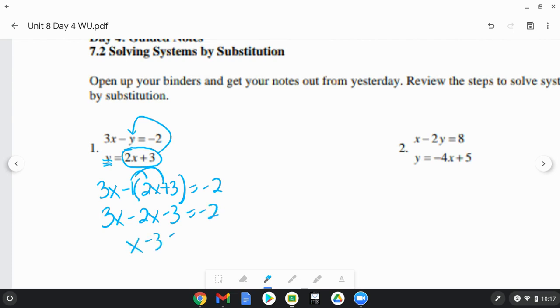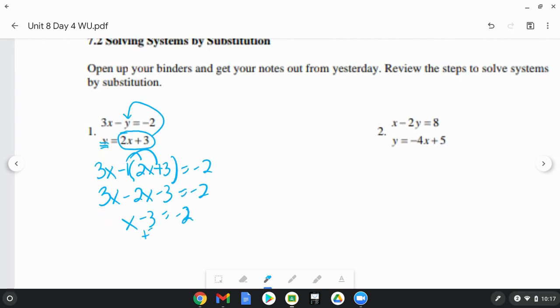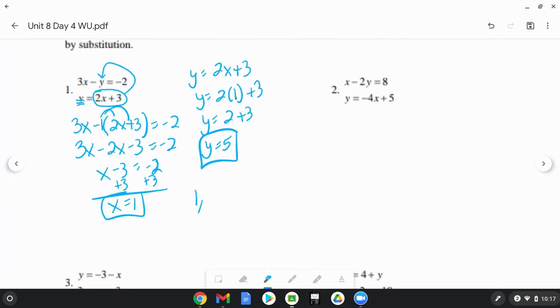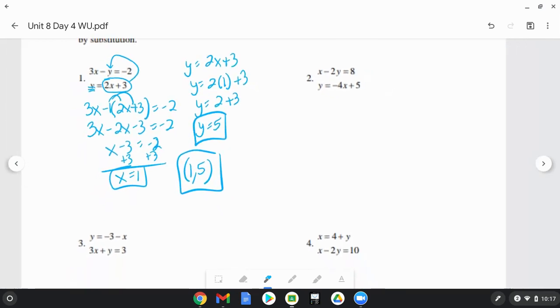So now I get x minus 3 equals negative 2. And to solve for x, I add 3 to both sides, and I get x equals 1. So that's half my battle. So now I go back to what I circled, this y equals 2x plus 3, and I plug in 1 for x to find out what my y is. So that'd be 2 plus 3, and in the end that gives me 5. So now my answer as an ordered pair would be 1 comma 5. And I always write it as an ordered pair, x comma y, because we're finding out where the two lines cross. Let's skip number 2 because we just did one like that.